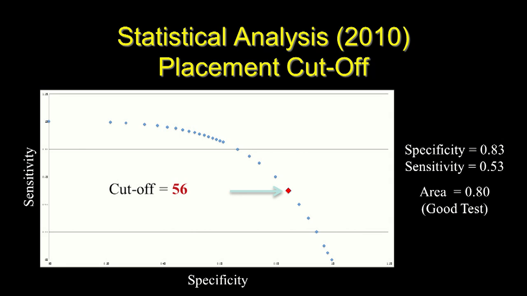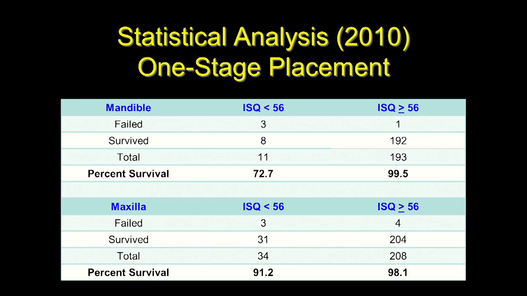So with one stage placement, what we were looking at were these numbers again and evaluating the predictive value of a cutoff number below 56 and a cutoff value above 56. And again, you can see the significant results that were obtained by increasing that number from 55 to 56. And it was different for the maxilla versus the mandible. And as you can see, there was a bigger swing or change with the mandibular analyses versus the maxilla.